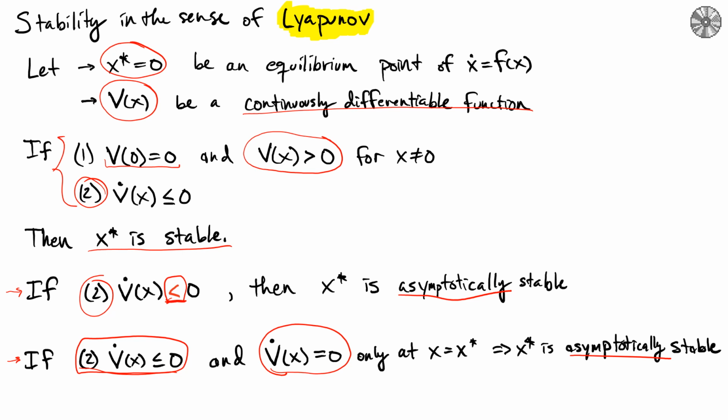So we have this main result and then two corollaries that sharpen it.